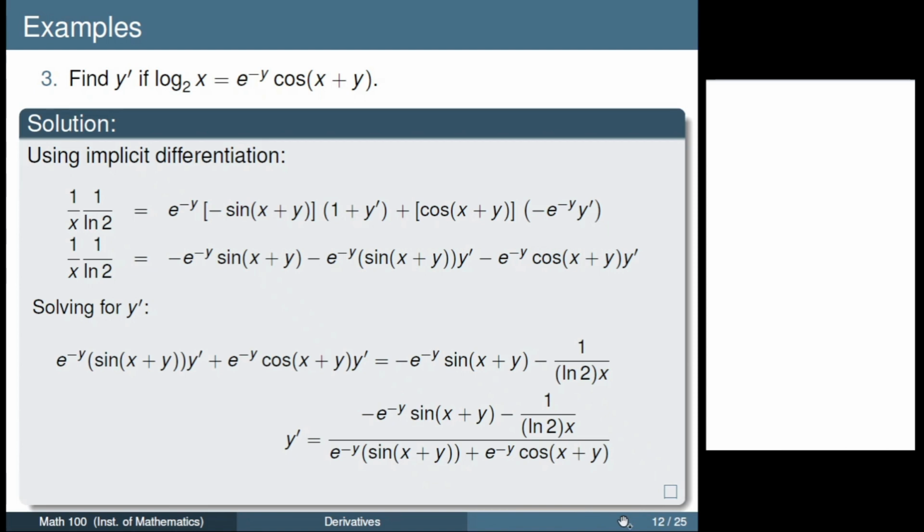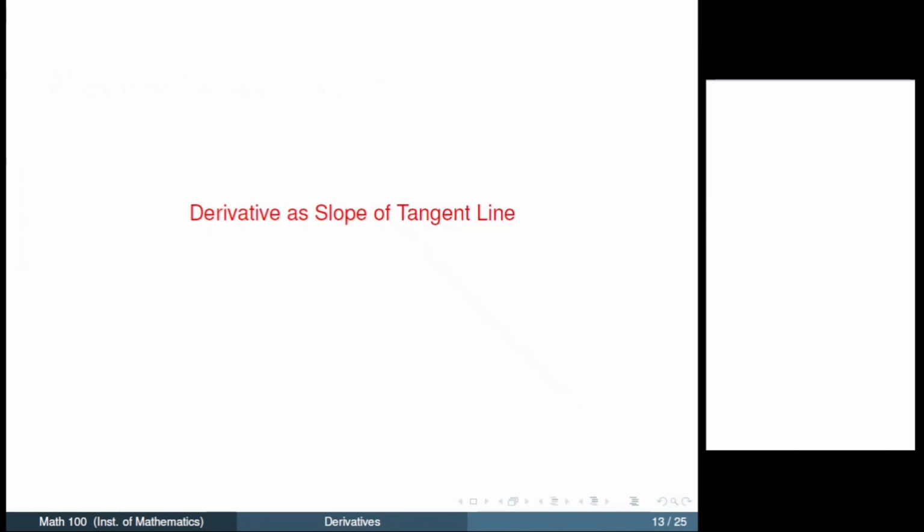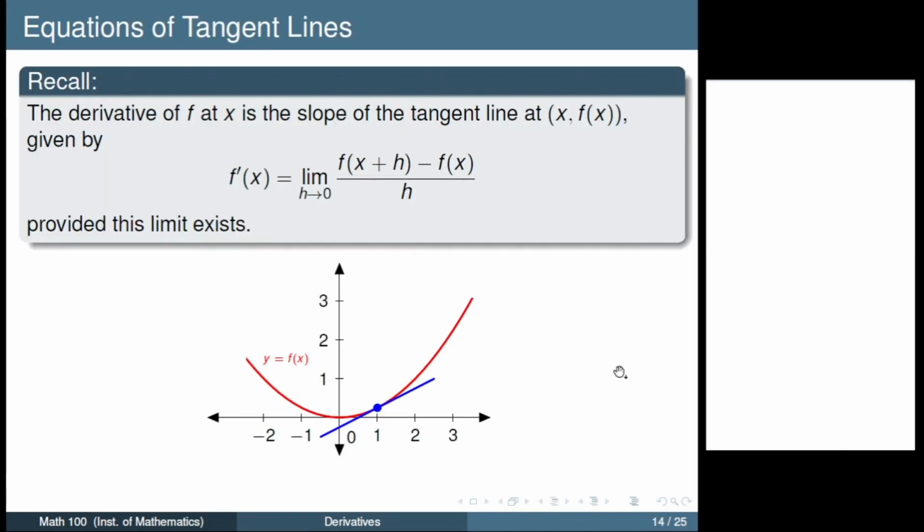Okay. So that's it for the derivatives of exponential function. We are now going to move on with the derivatives as slope of tangent line. So recall lang din natin, dinefine natin dati ang derivative as a slope of the tangent line given by this limit definition. So for example, sa curve na to, ang slope ng tangent line nito ay equal lang sa f prime evaluated at the x-coordinate of your point of tangency.